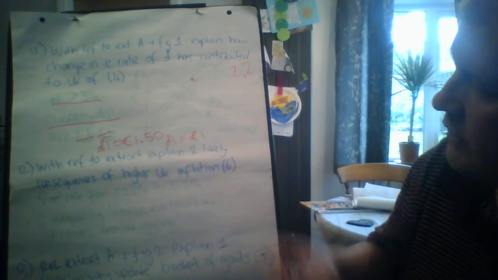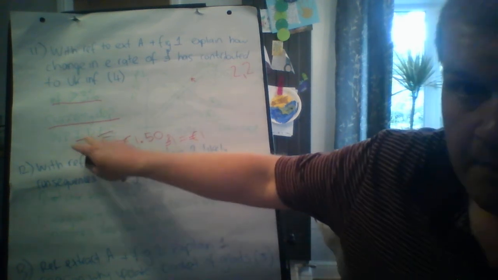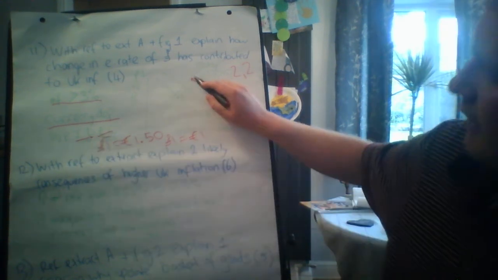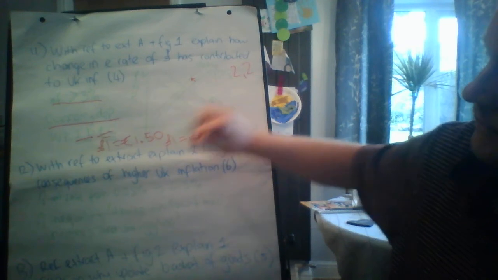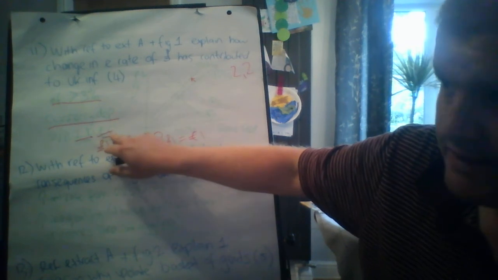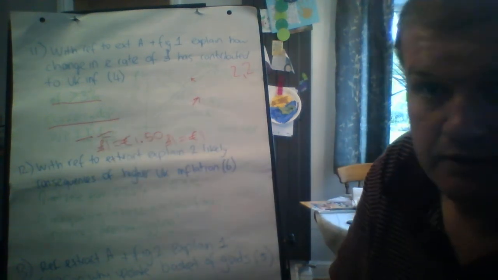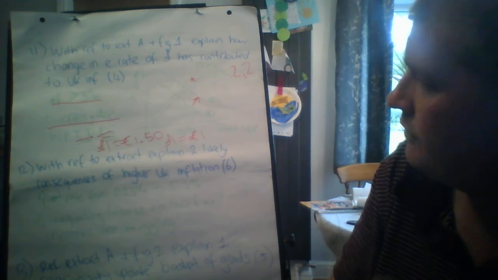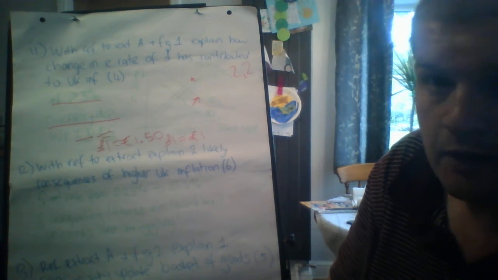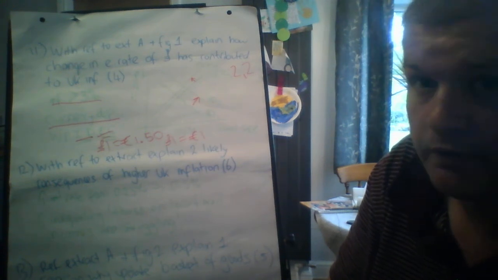So when the currency gets weaker, because imports are now more expensive, that will create cost push inflation. If exports become cheaper and demand for them increases, well, that will lead to an outward shift in aggregate demand, and it will create demand pull inflation. Now, when you look at my answer, it's far shorter than that.